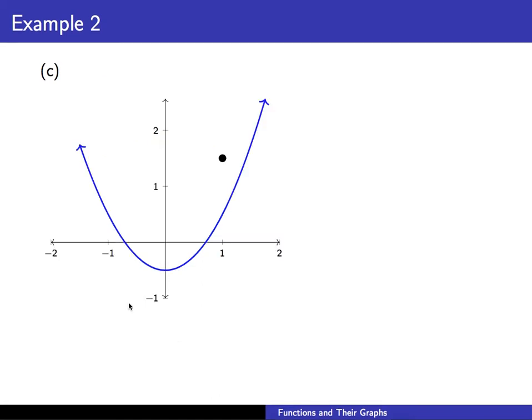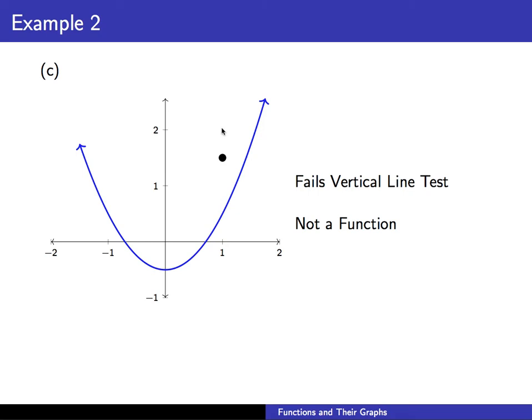Part C, this blue curve here is called a parabola, and we have a point above the curve. Because this point is above the curve, if we draw a vertical line through the point, not only is it going to hit that point, but it's also going to hit our curve, which means it's going to fail the vertical line test, and this is not a function. So that one instance where you can draw a vertical line through the point, it'll hit the blue graph, and that one vertical line hits it more than once. Once at the point, and a second time on the blue part of the graph.